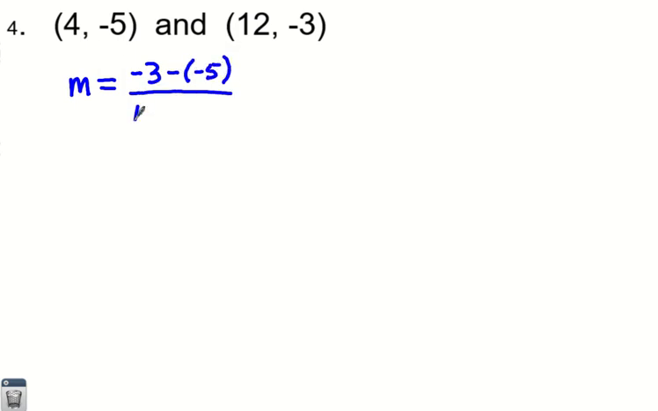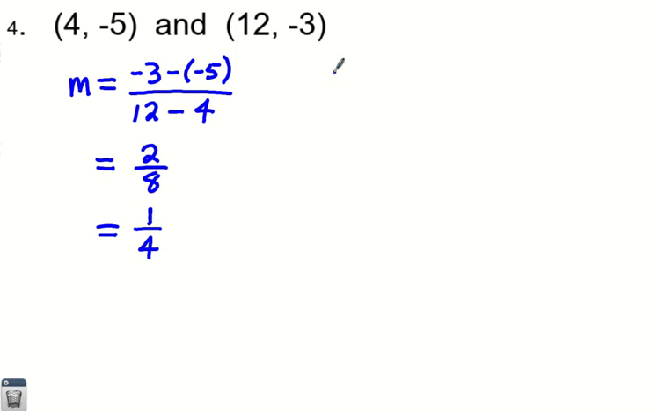And then on the bottom it's going to be 12 minus 4. And so -3 minus a -5, that's like doing -3 plus 5. So that's 2. 12 minus 4 is 8. And so this cleans up and reduces to 1/4. Remember, slope usually pretty much all the time should be a fraction, not a decimal.